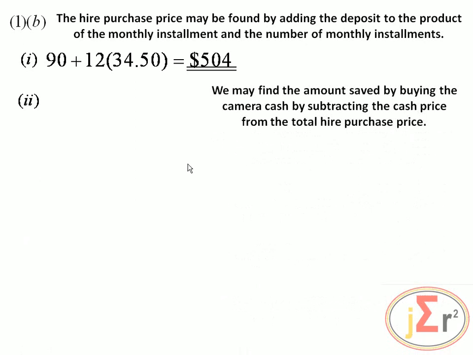In order to determine the amount that is saved by buying the camera cash, we will of course subtract the cash price from the higher purchase price, and the cash price is $450, and we have just calculated the higher purchase price.